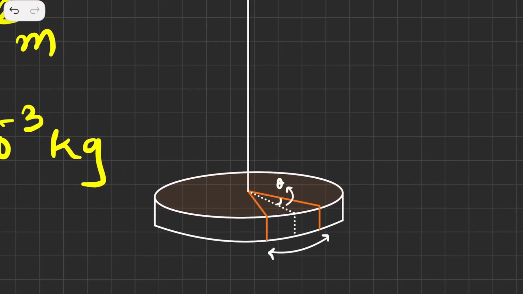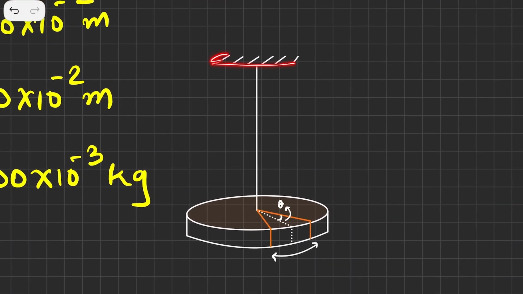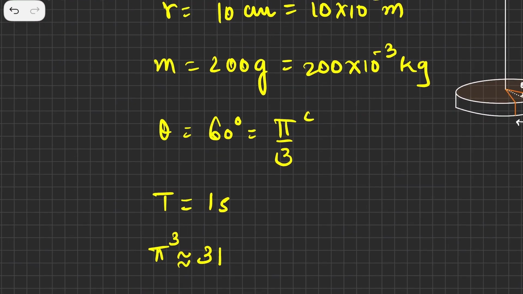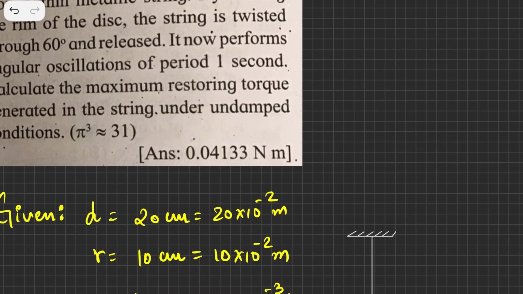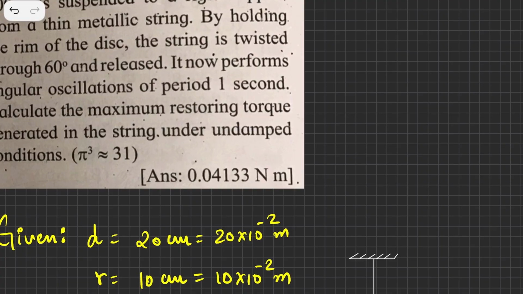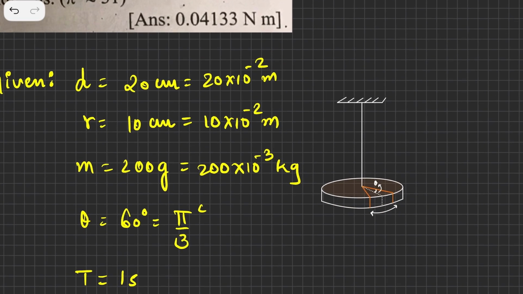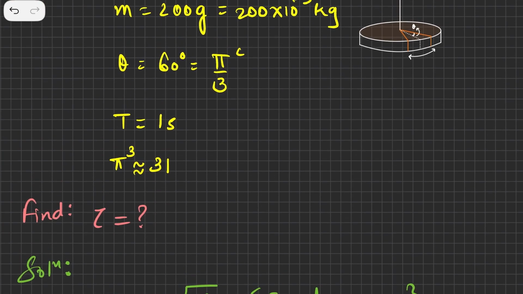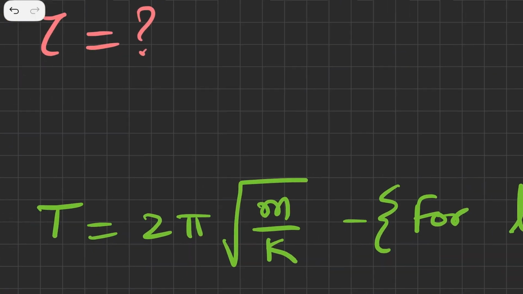The diagram looks something like this. There is some rigid support, and we have tied a uniform disc from a string, and if we give an angle theta, let's say theta is equal to 60 degrees, which is pi by 3 radians, then it is going to oscillate back and forth like this. We are supposed to find the torque. This is a clear example of angular simple harmonic motion, and in this case we are supposed to use the equation for angular simple harmonic motion.